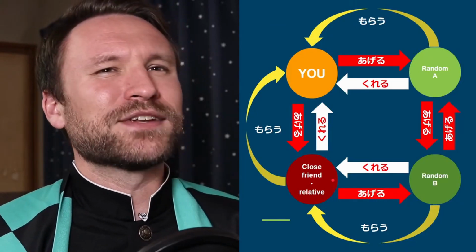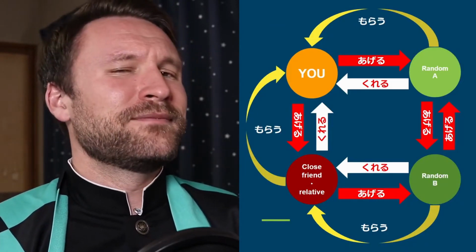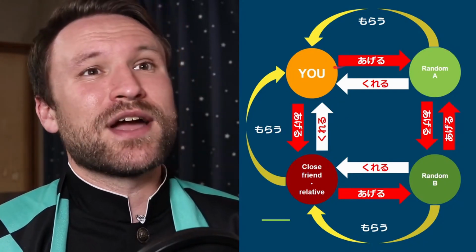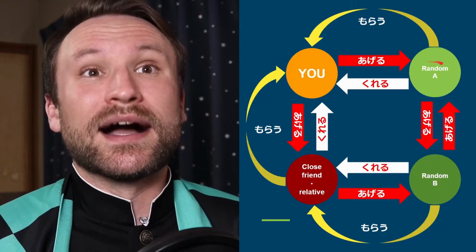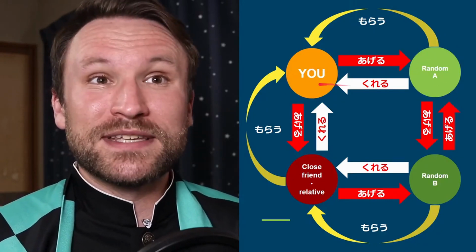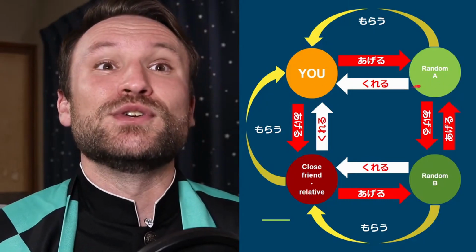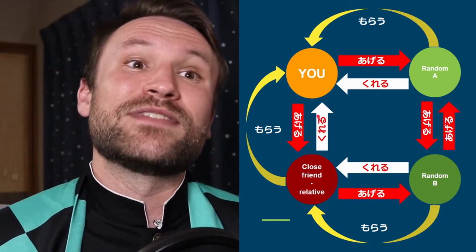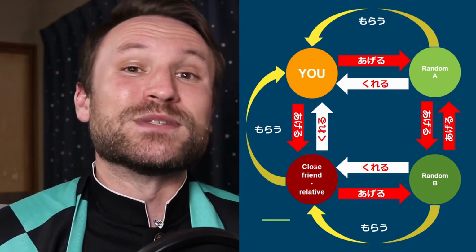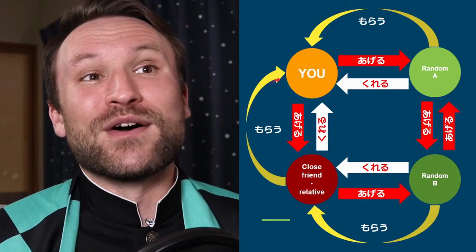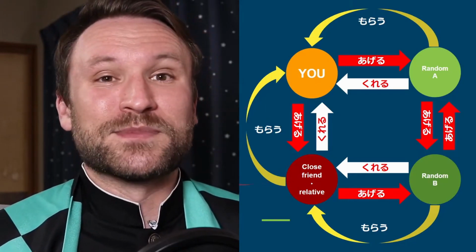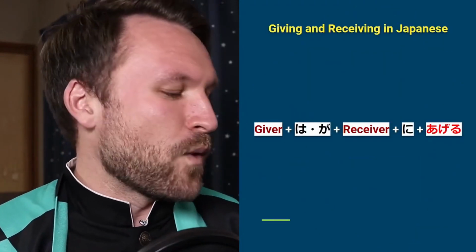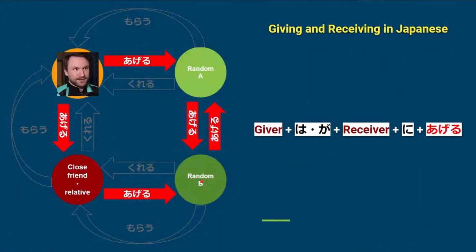So I decided to make a chart to sort of help it make a little bit more sense. Now, this chart is pretty complicated, but you can see here I've got arrows like from you, ageru, so give a thing to this person. But if that person gives you something and you want to say give, you use kureru, so you need a different verb. Now, if you give someone close to you, use ageru, and if they give you something, you say kureru. Now, you can also use morau to say you receive something from someone. But before we jump into all that mess, let's go one by one like this.